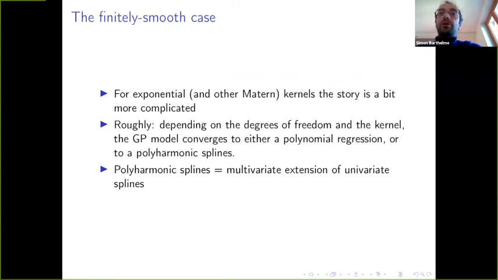But a polyharmonic spline is one of the extensions of splines to multiple dimensions, because in 1D, a spline is just something that's polynomial between breakpoints. It's not immediate how to extend this to larger dimensions. So there are several different possible extensions, and one of them is polyharmonic splines. And it turns out that polyharmonic splines are actually the behavior of the Gaussian as epsilon goes to 0.